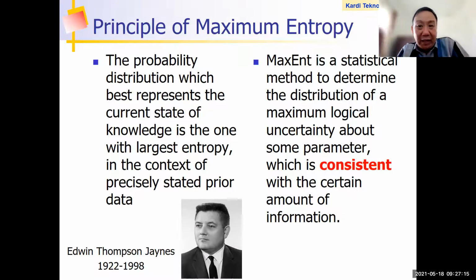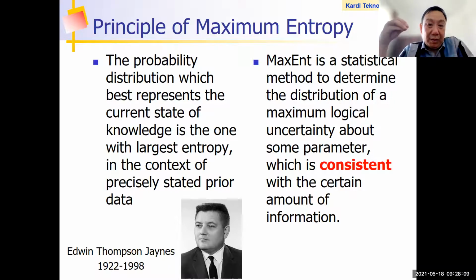Maximum entropy is a statistical method to determine the distribution of maximum logical uncertainty. You see this, maximum logical uncertainty. You want to get maximum uncertainty logically about a certain parameter. What the parameter is, is up to you. It's a very general method. The most important thing is that this must be the most consistent with the information that you have. So if you don't know, then don't assume anything else. Just assume maximum entropy, then you are safe.